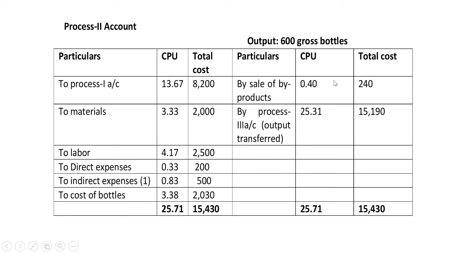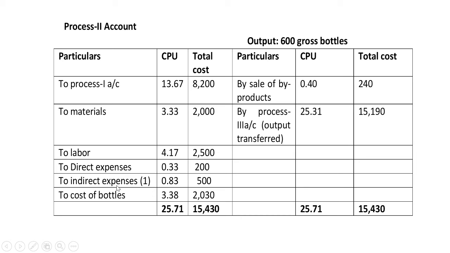Now let's come to process 2. Under process 2 also the output will be the same thing, 600 gross bottles, and we have to bring down the balance of the previous process. See, they have brought it here: process 2, process 1 account is 13.67 and 8200 brought down. Now take the values of that particular account. To materials it is 2000, so divided by 600 you will get 33.33. To labor the same procedure you have to follow, and to direct expenses also the same thing.